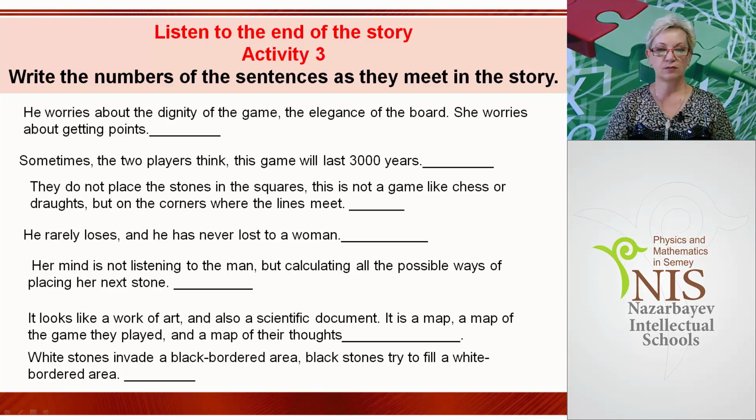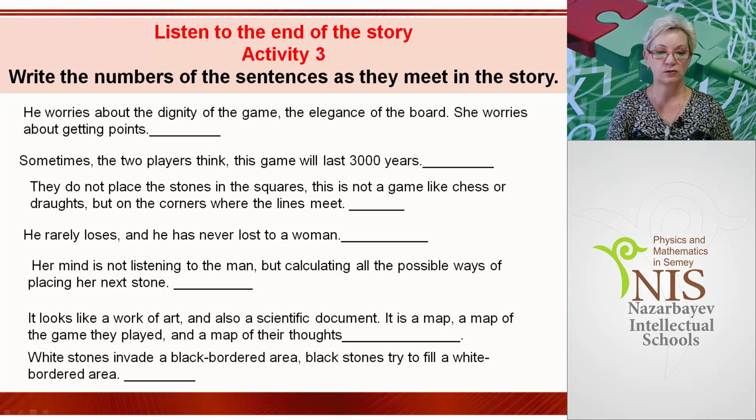He worries about the dignity of the game, the elegance of the board. She worries about getting points. Sometimes the 2 players think this game will last 3 million years. They do not place the stones in the squares. This is not a game like chess or drafts, but in the corner there will be lions meet.